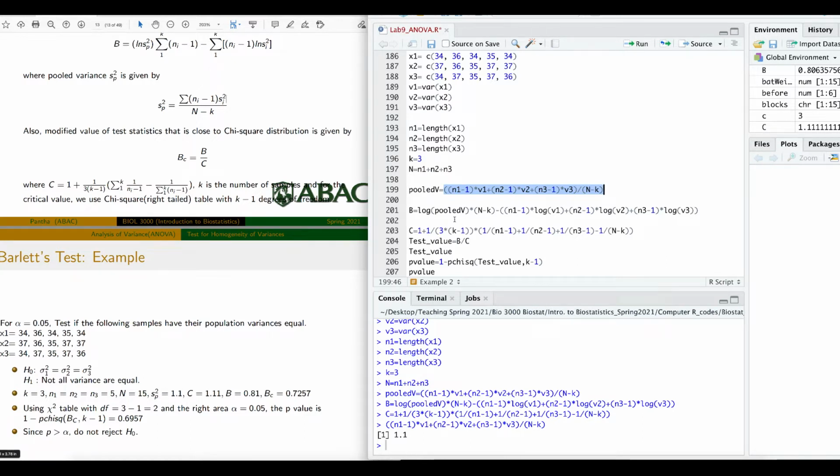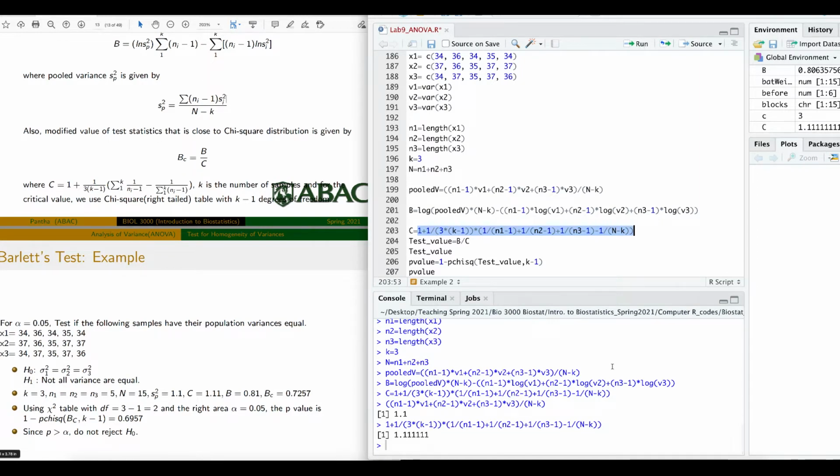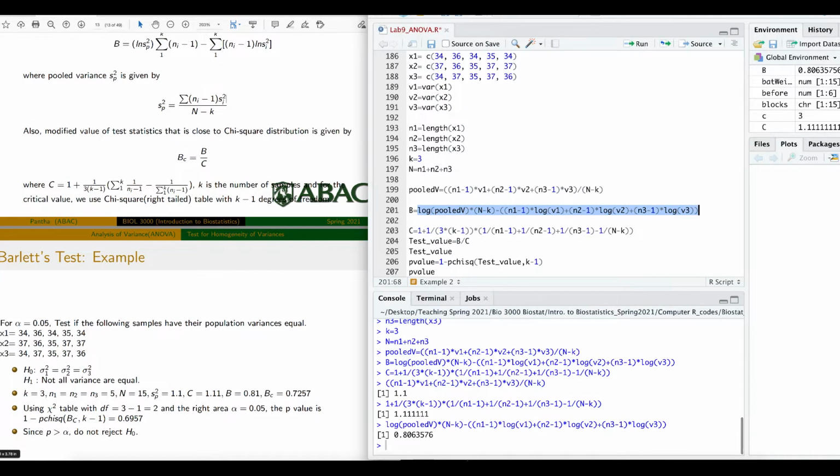What is C? I can just run this, and C is 1.11. What is B? B is the right side of that. I copied that and then ran that one. That is 0.8063. That's why I did 0.81. What is B over C? B over C is the test value, right?